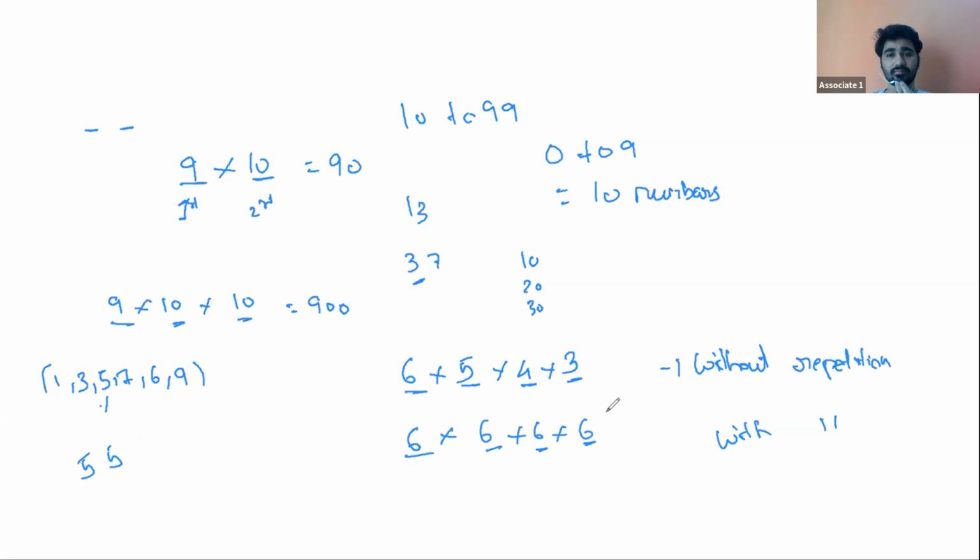Is this clear? Without repetition and with repetition. So these are the total number of 4-digit numbers which you can create. These are the total number of 4-digit numbers which you can create without repetition. This is with repetition. Is this clear?